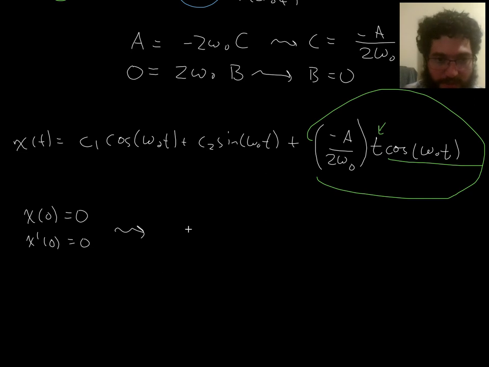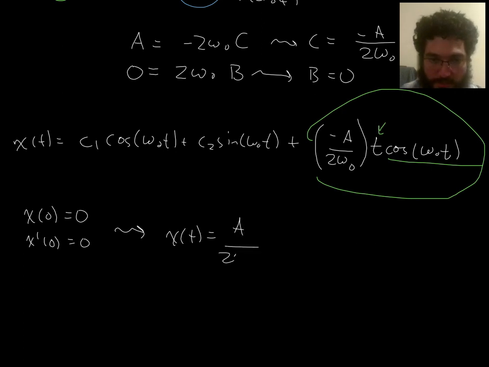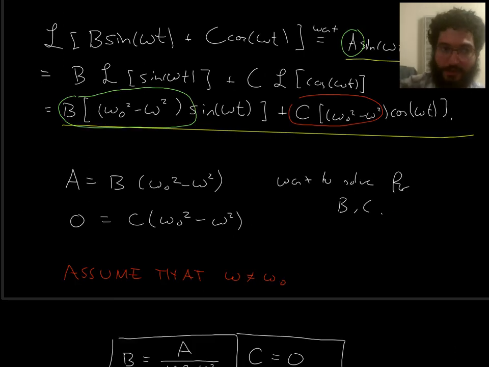So this leads to x of t equals, this term dies, and a over 2 omega naught squared times the sine of omega naught t. Well, this is also a over 2 omega naught squared, so let me just merge these, minus t cosine omega naught t. Okay, so pretty similar to what we got before, but actually not similar at all.